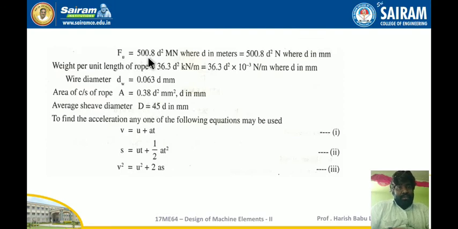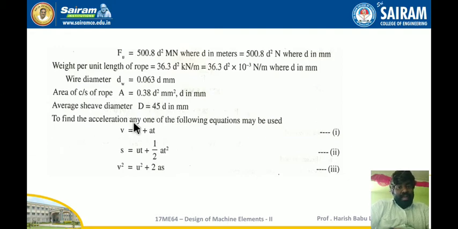So FU is equal to 500.8 D square MN, where D will be in terms of meters. So I am going to get 500.8 D square Newton, where D will be in terms of mm. Next, I can find the weight per unit length of a rope as 36.3 D square kilonewton per meter square, so I can get the value as 36.3 D square into 10 to the power of minus 3 Newton per mm. The wire diameter DW is equal to 0.063 D in mm. The area of cross section of the rope A is equal to 0.38 D square mm square, where D will be in mm again. The average sheave diameter will be 45 into D, in mm.